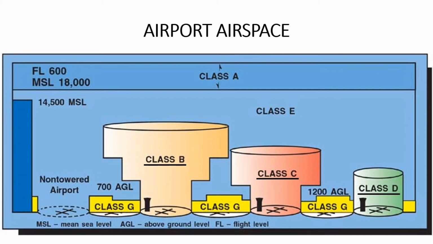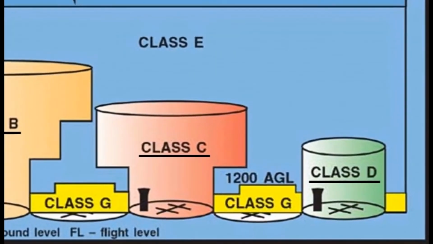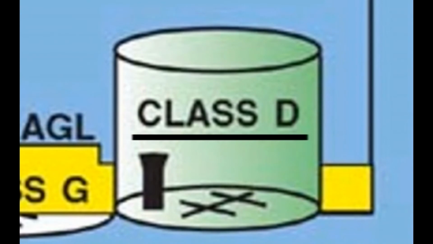Let's look at Class D first. The airport right here in Fargo is a Class D airport. Class D airspace extends from the surface to 2,500 foot AGL, and it has a radius of 5 nautical miles from the geographical center of the airport. Because of that, this depiction is actually out of perspective, but we'll look at that in a second.